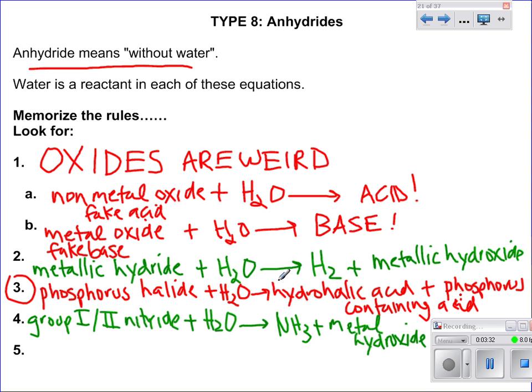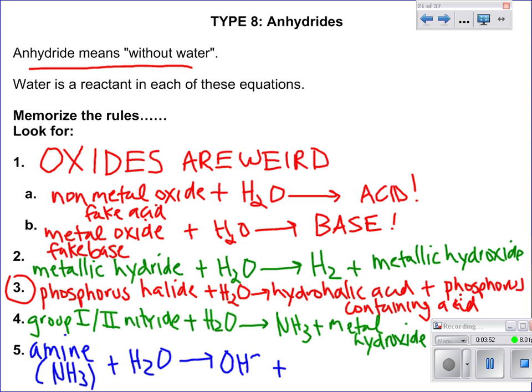And last but not least, an amine. And you learned what an amine was. In complex ions, it was NH3, right? So amines react with water. They react with water to produce a hydroxide ion and something called, don't freak out, an alkyl ammonium ion. Let me explain this really quick.